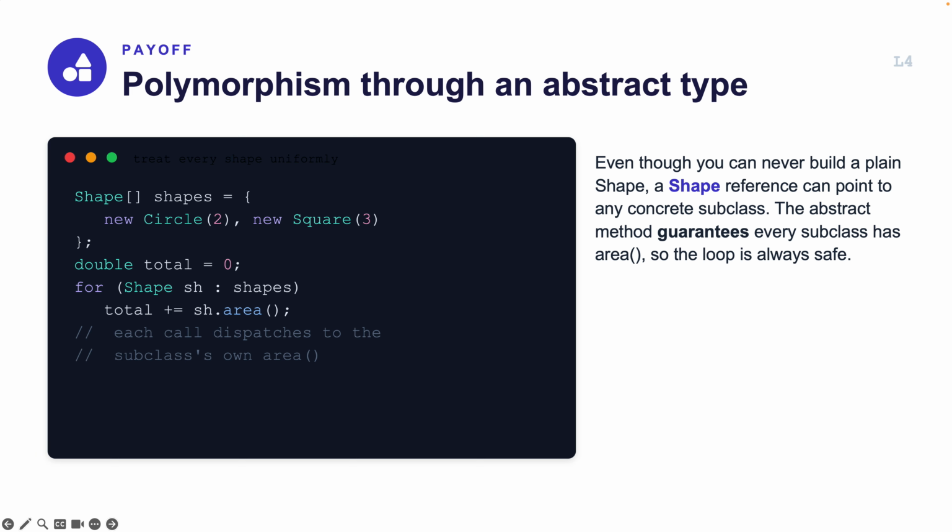It's the same polymorphism payoff from the last lesson, but now the parent guarantees through its abstract method that every subclass truly provides an area. The abstract class both promises the method exists and forbids meaningless generic objects. That combination, a shared type plus an enforced contract, is exactly why abstract classes are so useful in real designs.